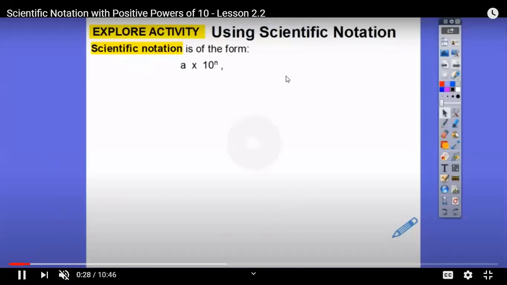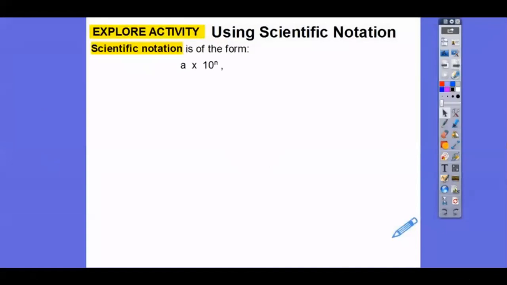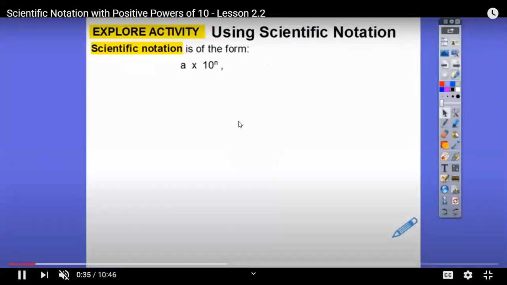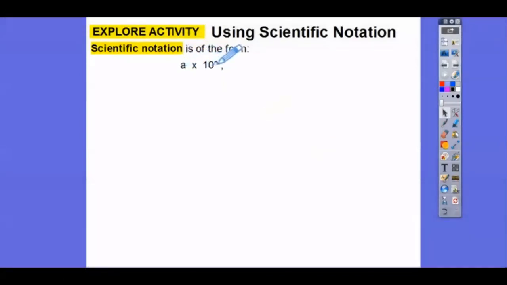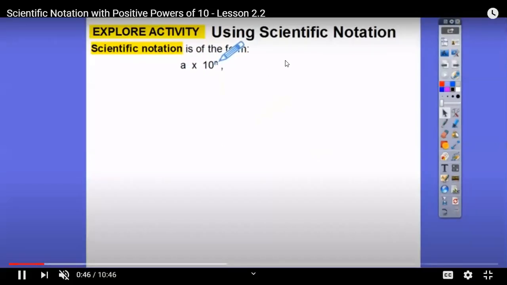First of all, we want to understand the meaning of the words scientific notation. Scientific notation means that you are going to write a very large number in a shortcut method, and we will express it in the form a times 10 to the power of n, which means we have to look at a. A is the number.